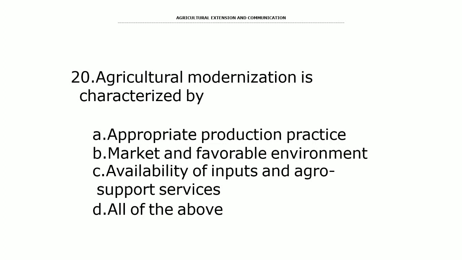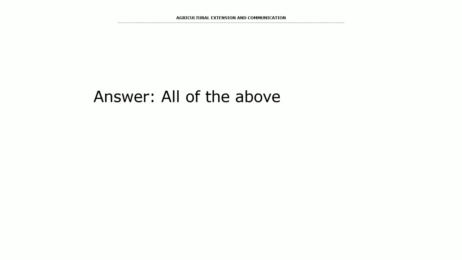Number 20. Agricultural modernization is characterized by A. Appropriate production practice, B. Market and favorable environment, C. Availability of inputs and agro support services, or D. All of the above. The answer is all of the above.